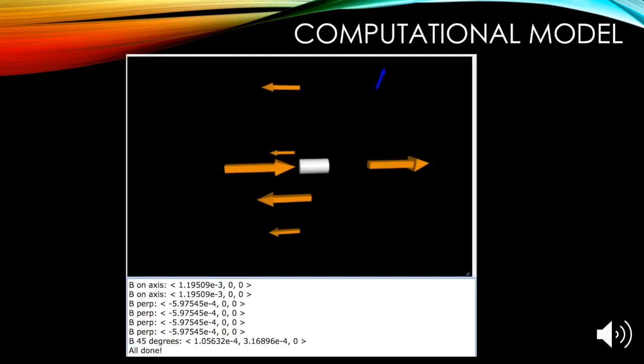I then used this computed value of mu to create this computational model. I first wrote a function for the magnetic field of a permanent dipole moment, which included mu. I applied this function to the magnetic field of the parallel axis, perpendicular axis, and at a 45-degree angle. Finally, I created this computational model with arrows representing the magnetic field due to the bar magnet. As you can see, the orange arrows pointing in the right direction are the on-axis magnetic field arrows, and the orange arrows pointing in the left direction are the perpendicular magnetic field arrows. The blue arrow represents the magnetic field at 45 degrees.